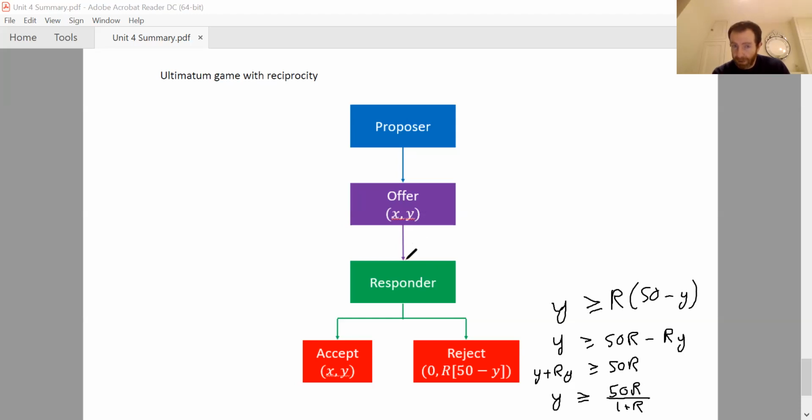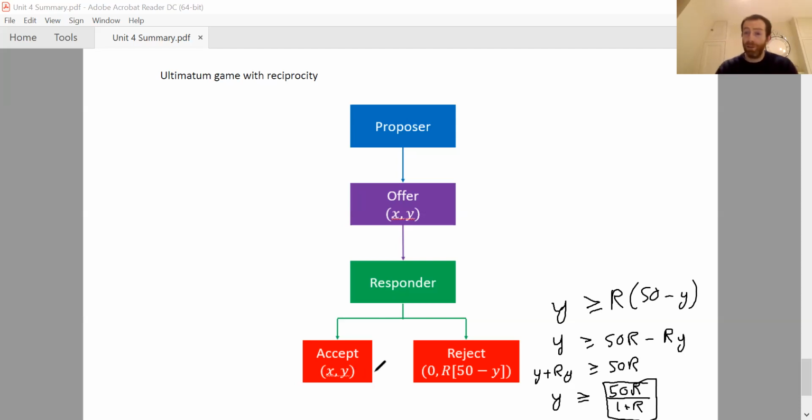And the responder would see that they are getting a choice between two equal things, right? The acceptance and the rejection would both give them this. And based on our tie break, they would decide to accept. And then that's going to be our outcome. So the proposer offers Y equal to 50R over 1 plus R, and for themselves, 100 minus that. And then the responder sees that and would accept.